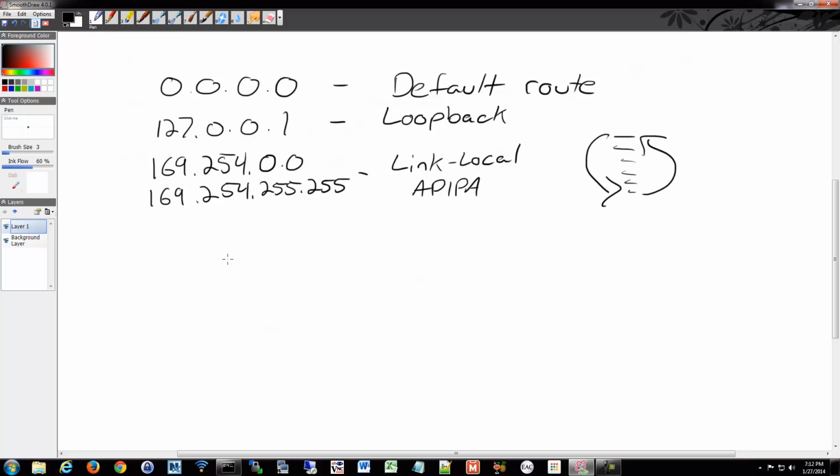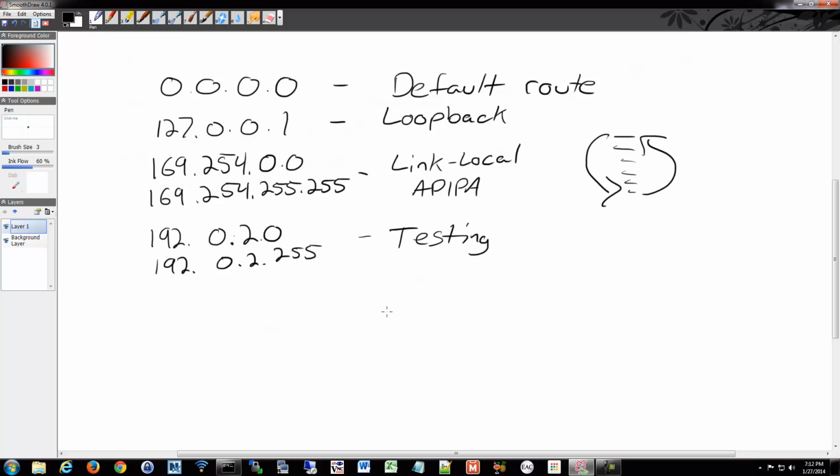And then there's another one that's used for testing purposes, and actually it's one I should probably be using a bit more. 192.0.2.0, and that goes up to 192.0.2.255. So it's just a /24, and that's used for testing or teaching purposes. So that's the basic idea behind all the different types of addresses.